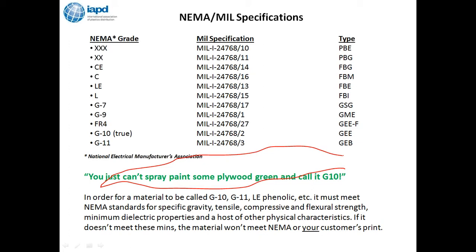The first one is the NEMA grade, which stands for National Electrical Manufacturers Association. That's probably the most common term that you've seen out there. You'll see the XX, the XXX, the CE, FR4, G10.